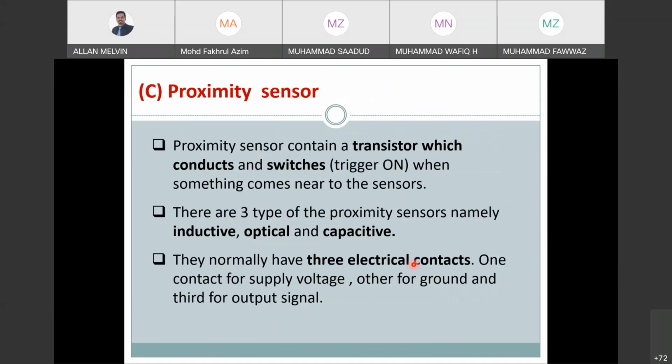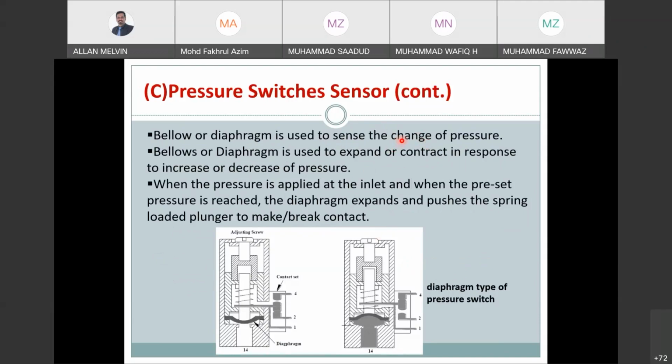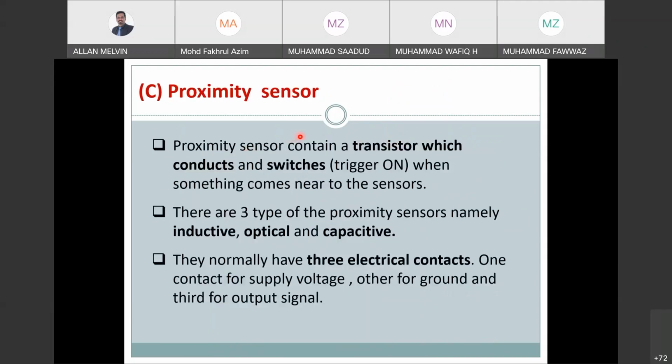Okay, earlier we looked at the pressure switch sensor, which detects a particular pressure. Then you have a proximity sensor. I think we know proximity sensors. When something comes nearby, it will detect. A proximity sensor contains a transistor which conducts and switches or triggers on when something comes near to the sensor. We usually use it in a production line. When a bottle or something comes to the particular station, the proximity sensor will detect it and your conveyor will stop. That's how it works.